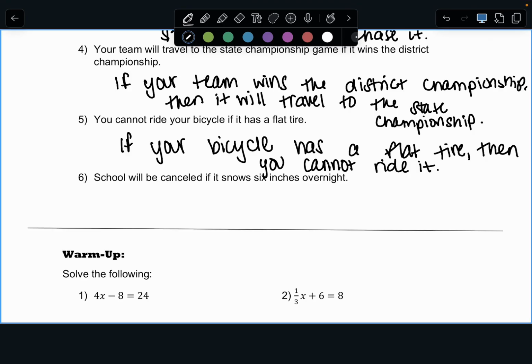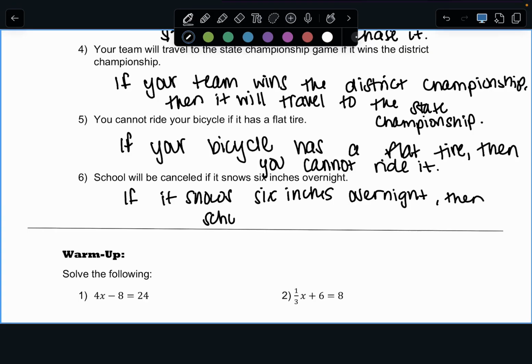And then the very last one, school will be canceled if it snows 6 inches overnight. What's my condition here? If what? If it snows 6 inches overnight. Perfect. Then what happens? School will be canceled. Perfect.